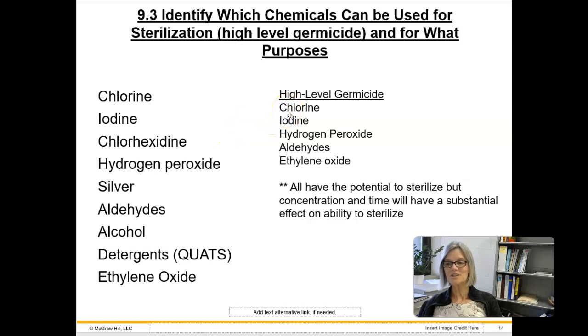Chlorine gas can be used to sterilize, but more often we use chlorine as a disinfectant or an antiseptic. Same thing with iodine and hydrogen peroxide. I would say aldehydes and ethylene oxide are the two that are the most often used as these high-level germicides and are not used in other cases. These are not things you would find in your home because they are very powerful chemicals. On that note, I'm going to say the end to microbial control.